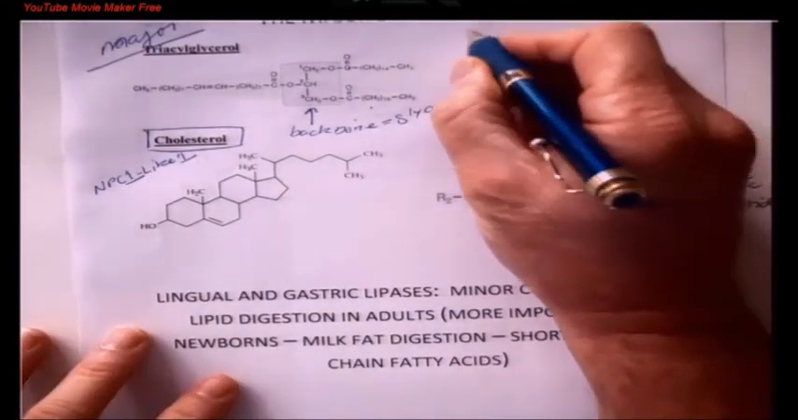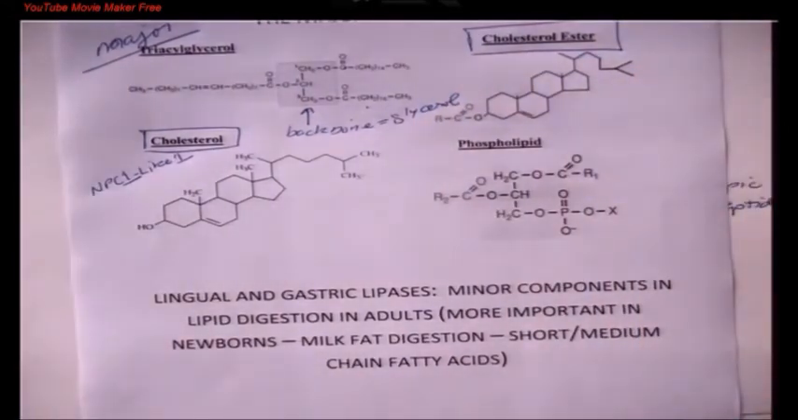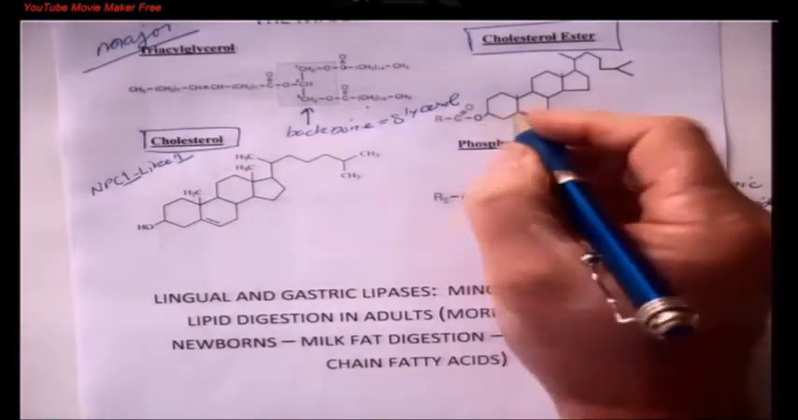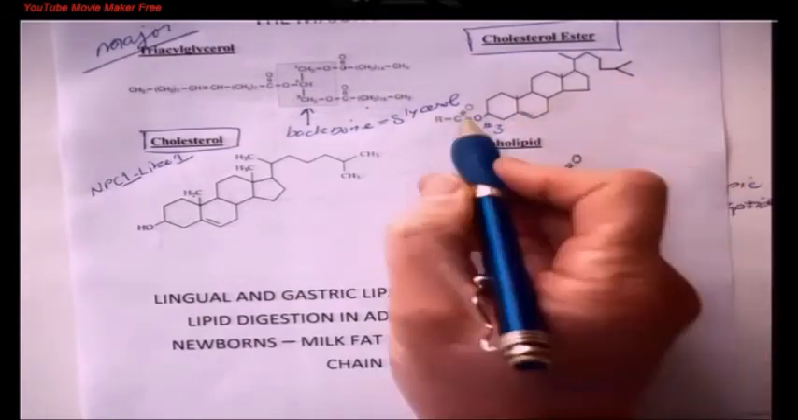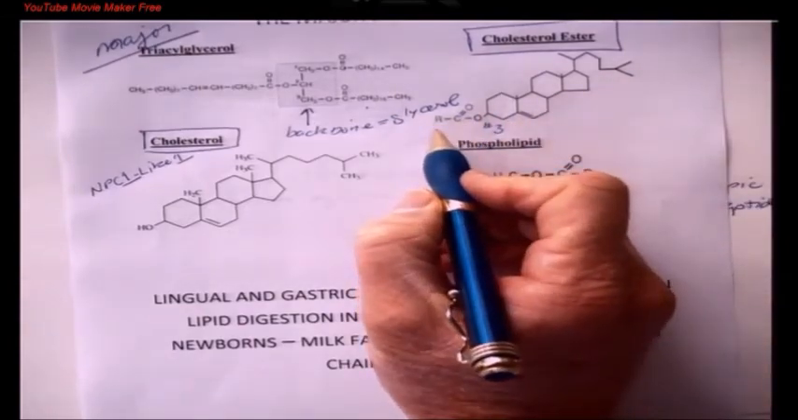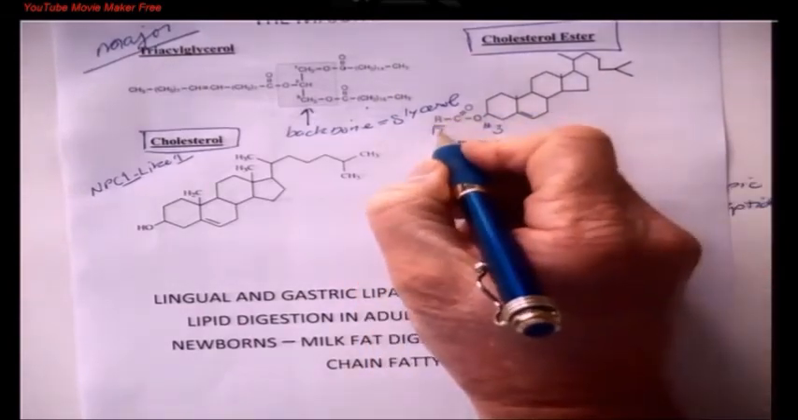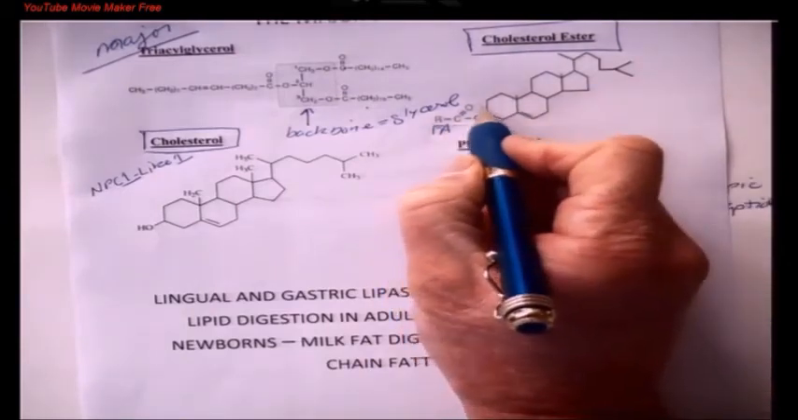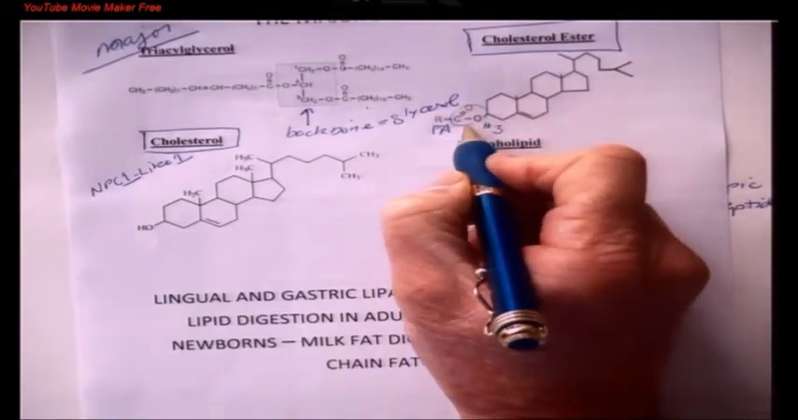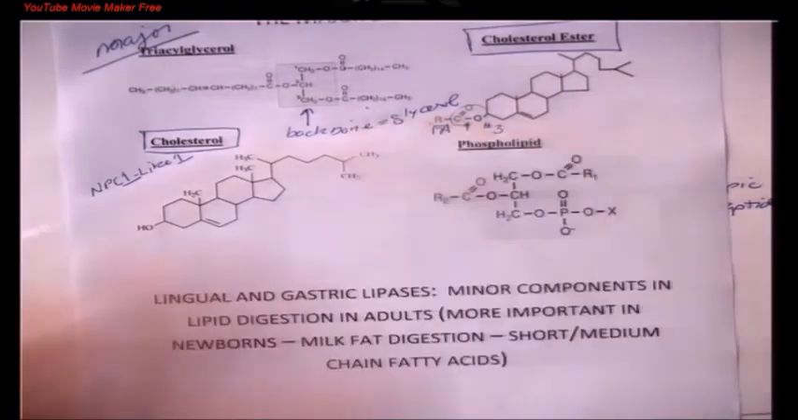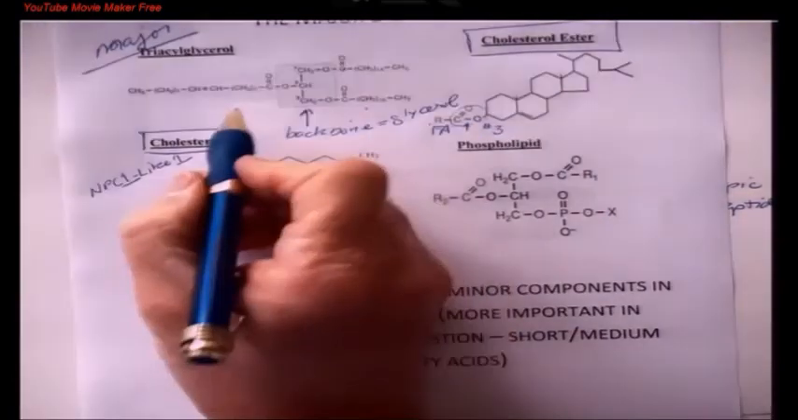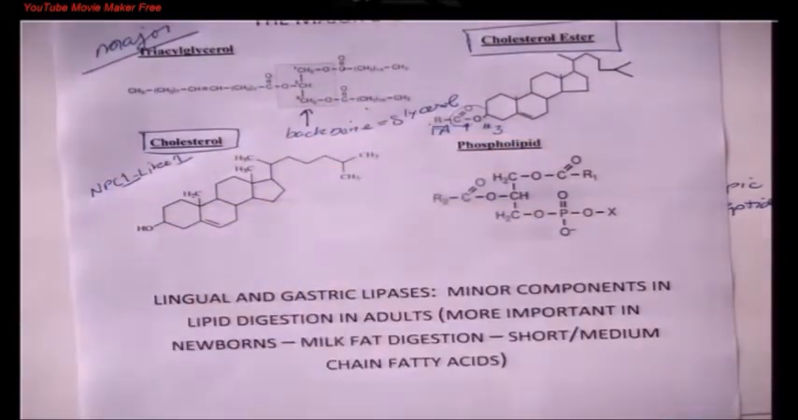The other one are cholesterol esters. Cholesterol esters are simply cholesterol with that number 3 hydroxyl group attached with a long chain fatty acid. So this designation is a carboxylic acid. This is an ester linkage. And we are going to add this R group, which is that long hydrocarbon chain, just like we have on triglycerides. So that's a cholesterol ester. You can imagine that thing is 100% lipophilic.